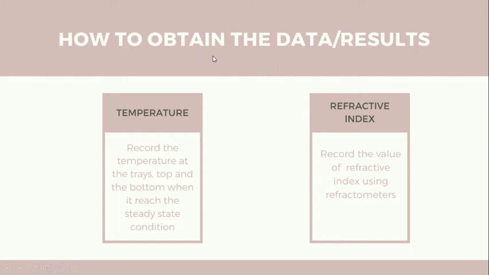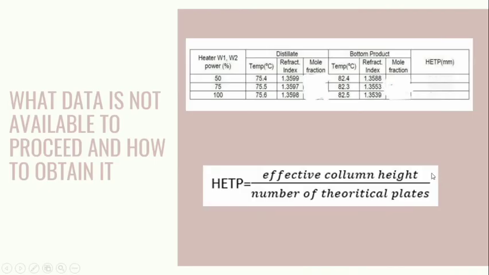So how to obtain the data or results? To obtain the temperature, we should record the temperature at the trace, which is at the top and the bottom, when it reaches the steady state condition. To gain the refractive index, we must record the value of refractive index using the refractometer. So what data is not available to proceed and how to obtain it?